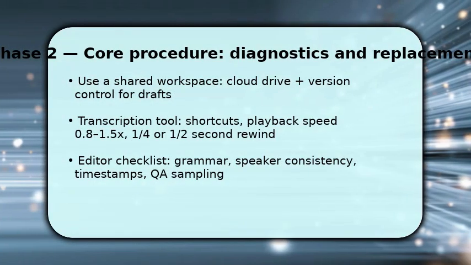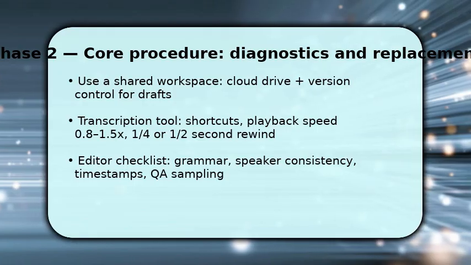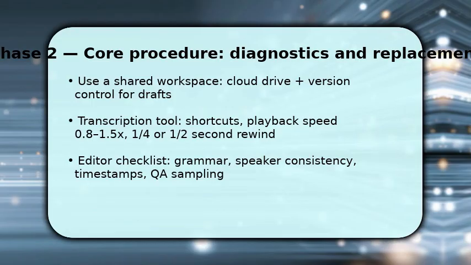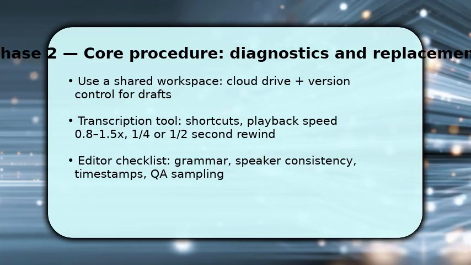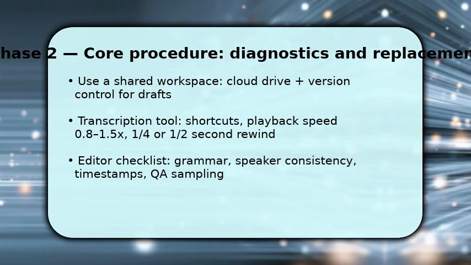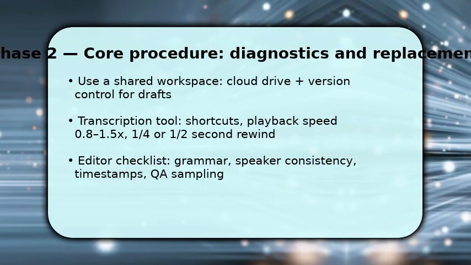You now run the active workflow. Everyone works in a shared workspace and you track versions to avoid overwrites. Use a transcription tool with keyboard shortcuts and set playback between 0.8 and 1.5x so accuracy stays high. Instruct transcribers to insert timestamps every 30 seconds or at speaker changes and to mark inaudible sections clearly.